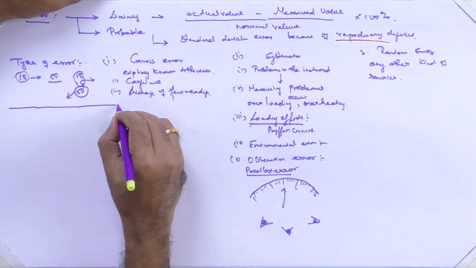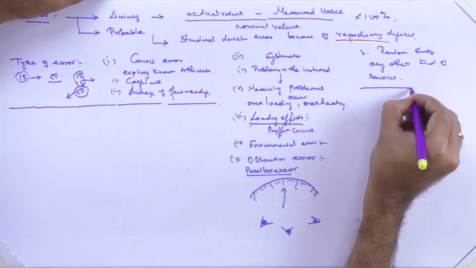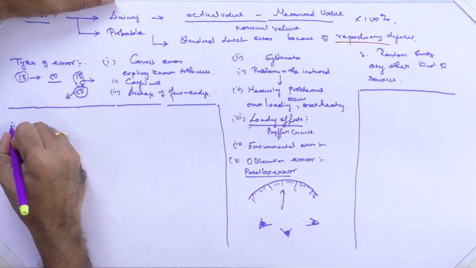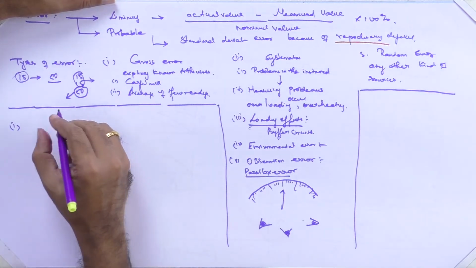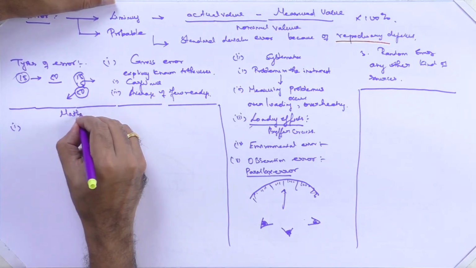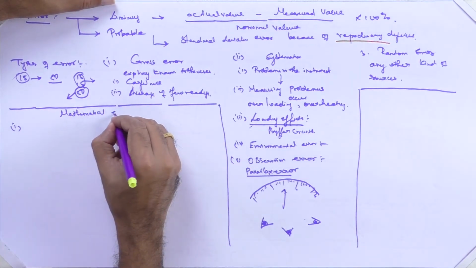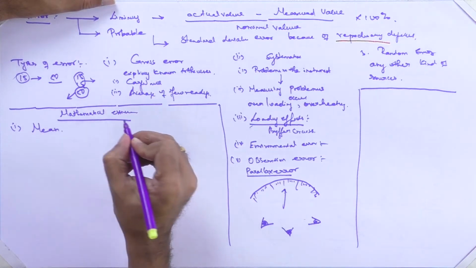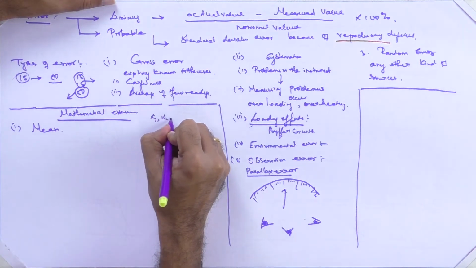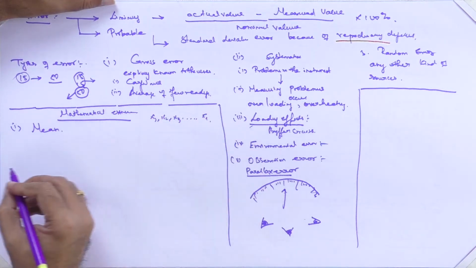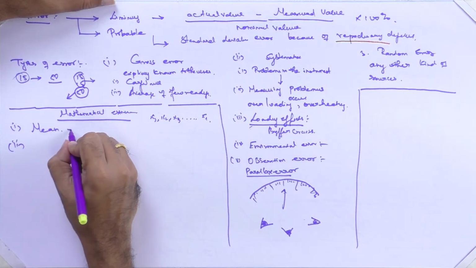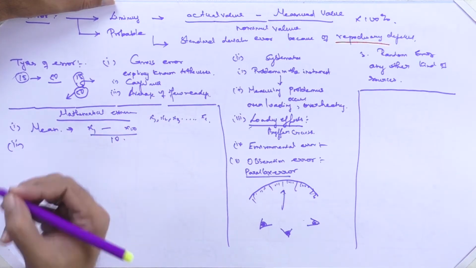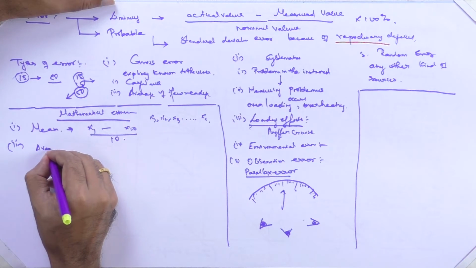Now, finally we come to the mathematical part, how we are going to estimate these errors by a few parameters. You might know all these, they are very simple things. Mathematical estimation using a few parameters. The main parameter is the mean. Let us take x1, x2, x3 up to xn as your values. First is the mean. If there are 10 values, x1 to x10 divided by 10 is your mean. Then average deviation.